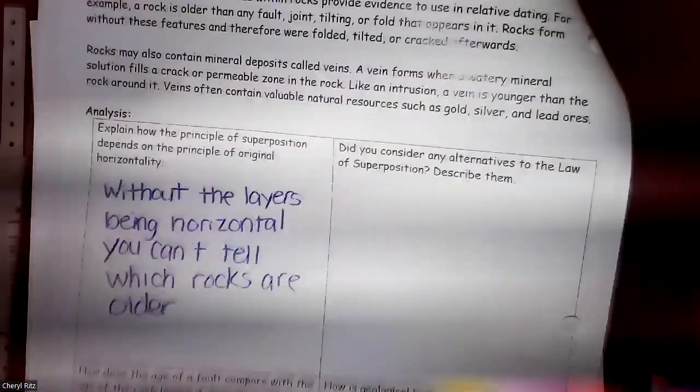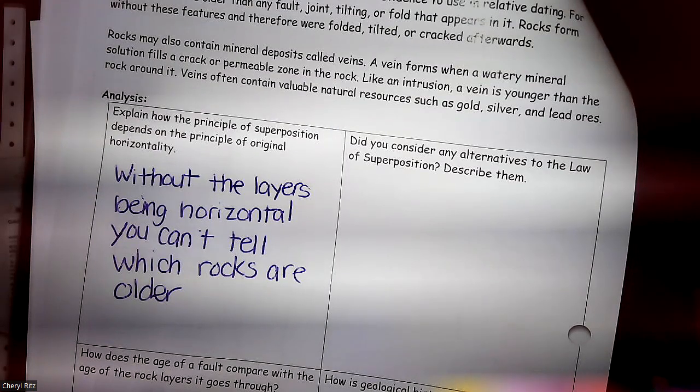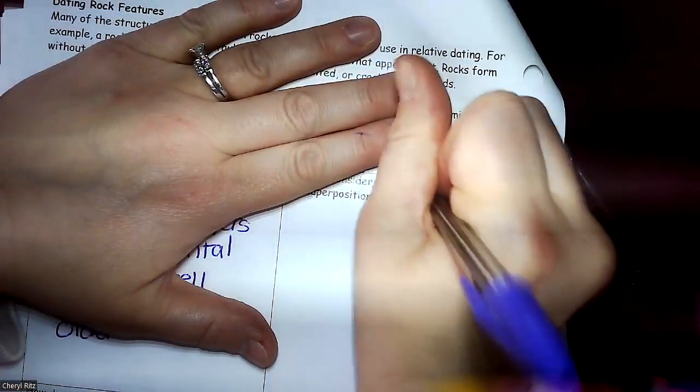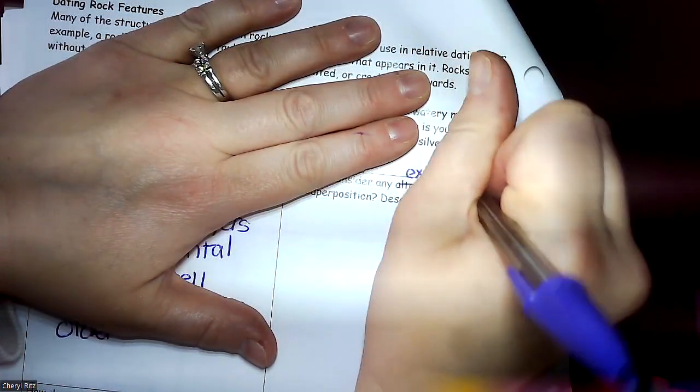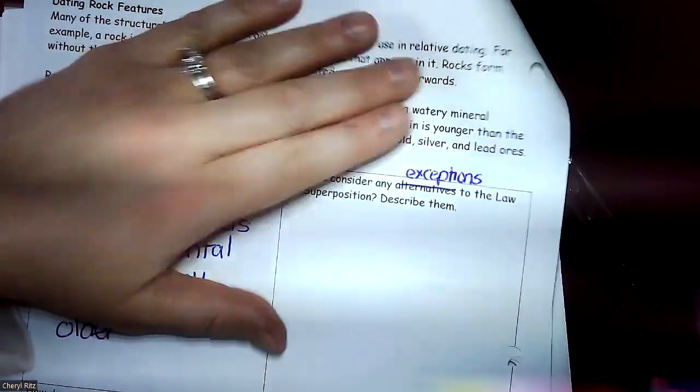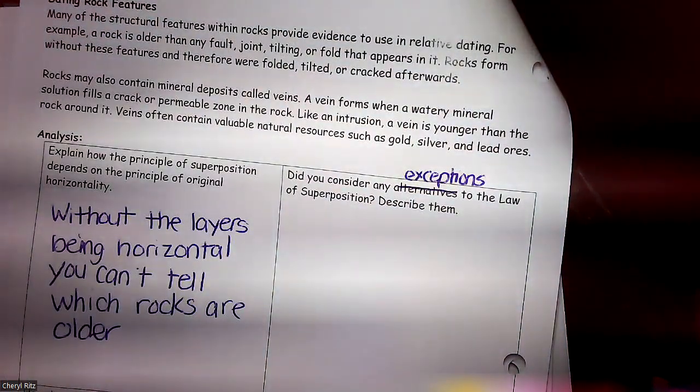I should have changed the wording of this second one. Do you consider any alternatives to the law of superposition? I guess I should have said, are there any exceptions to the law of superposition? Describe them. Is there a time when the rocks don't follow the rule of oldest being on the bottom and youngest on top? There are.